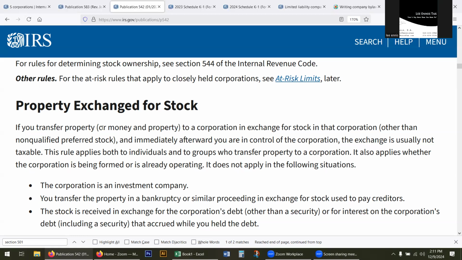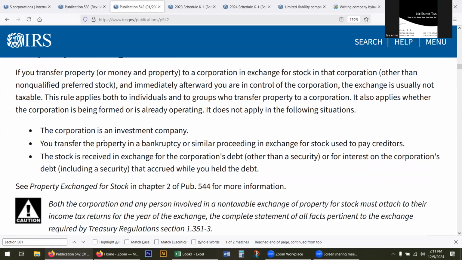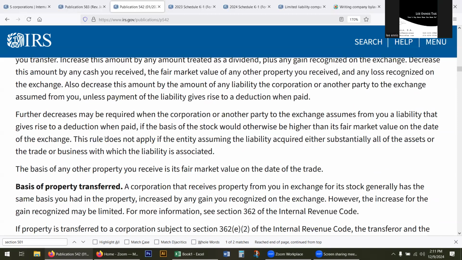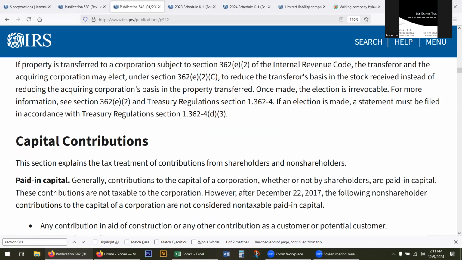Okay. Now, and of course, that's going to be non-taxable. Okay? It's not going to be taxable at all when you do that.